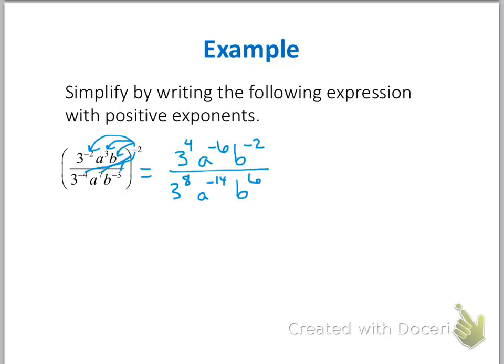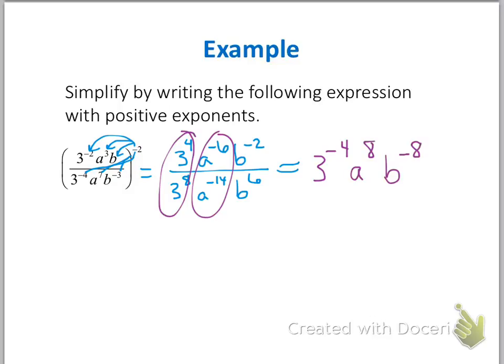All right. I can simplify because I have like bases. The 3's, I would subtract the exponents. I get negative 4. Negative 6 minus negative 14 gives me 8. And negative 2 minus 6 gives me negative 8.